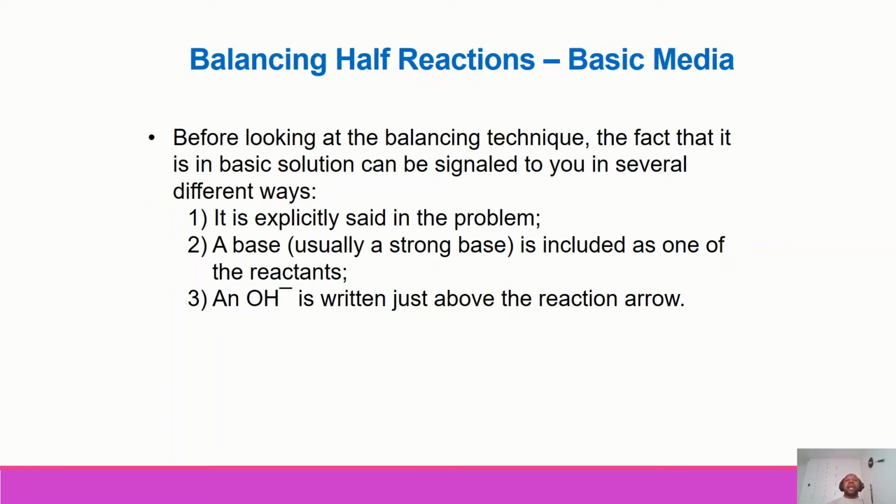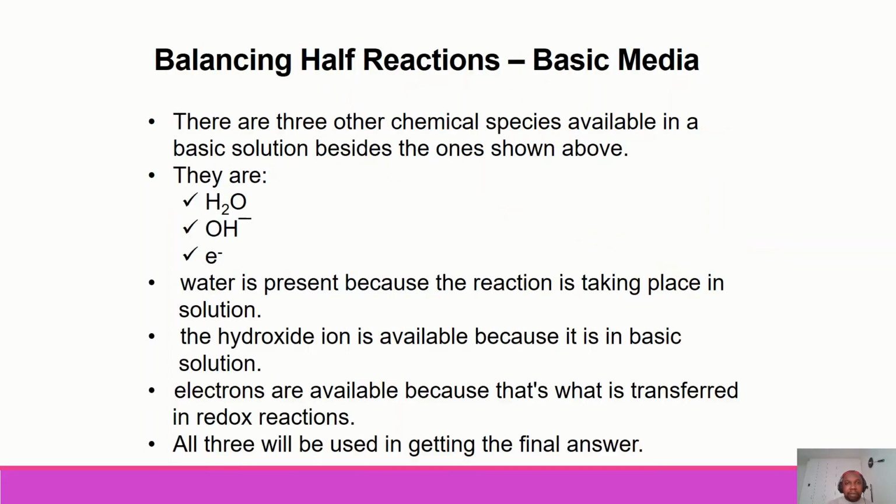We move to balancing half reaction in basic medium. Now, basic medium is a little bit different from the acid medium. There are 3 other chemical species also available: water, OH minus, and electrons. Water is present because the reaction also takes place in water. Hydroxide ion is present because it's basic. For the acid medium, we were talking about hydrogen plus. Electrons are also available because it's a redox reaction.